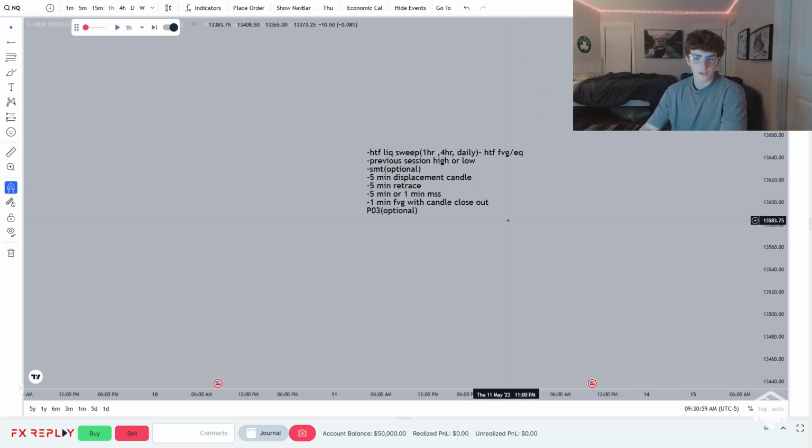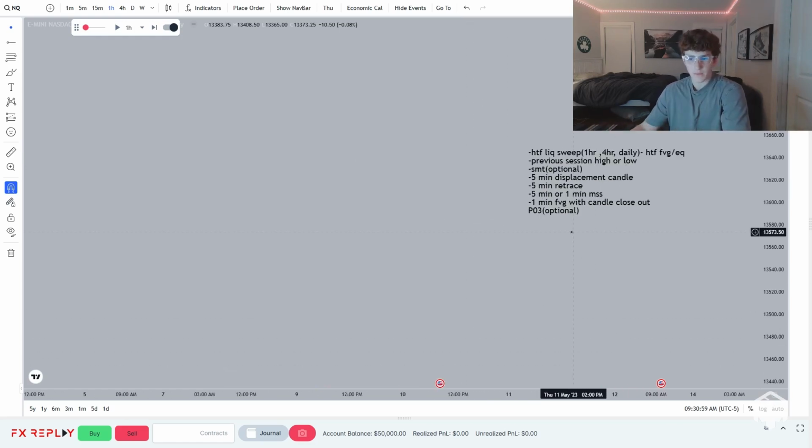If it's not, and let's just say it's a normal 1 hour liquidity sweep, I'm going to need two other confluences, or at least one of these, aligned with it, like a fair value gap or equilibrium of the external range. But if we sweep a daily high or 4 hour high, that's an external high, so I do not really need these other confluences, but it's always good to have. Once you get that, you can have an SMT, right? It's optional, but it's a great confluence. And everything that doesn't say optional is needed.